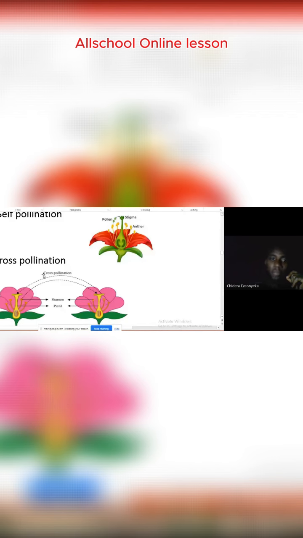It is transferring from the anther of this plant to the stigma of this plant. You can see how my arrow went. This is one flowering plant. This is another flowering plant. They are both different. These are two flowers of the same species. This is the anther of this flower. The pollen grain is transferred to the stigma of this flower, or this is the anther of this own flower. The pollen grain is being transferred to the stigma of this flower.